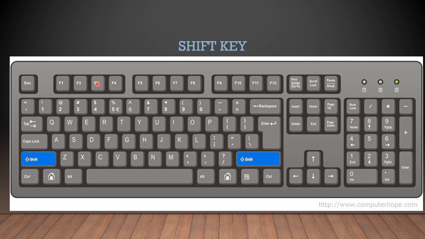Many keys have two symbols on them, one on the lower part and one on the upper part. The shift key is used to type the upper part of the key. It is also used to type in small or capital letters. Okay.